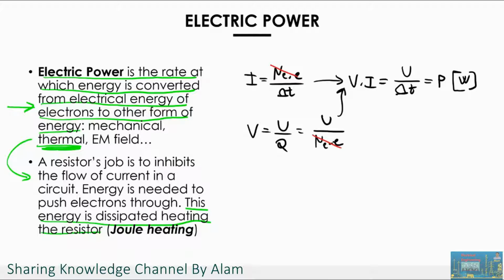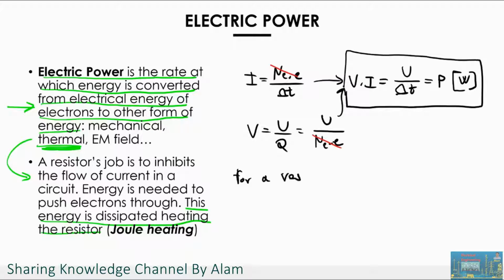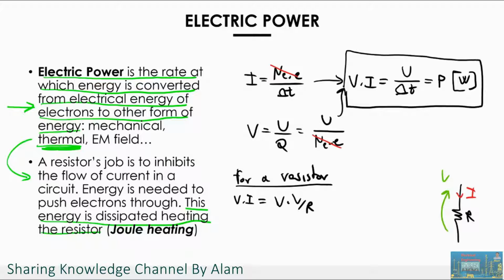Now, let's calculate what's the power that is dissipated on the resistor. In order to do that, we just reuse this fundamental equation that we just calculated here, and we apply that for the case of the resistor. For a resistor, we have V multiplied by I, and now we could replace I with another equation from Ohm's law. So I is equal to V divided by R. So now if you write it this way, this is also equal to V squared divided by R, and this is equal to the power.